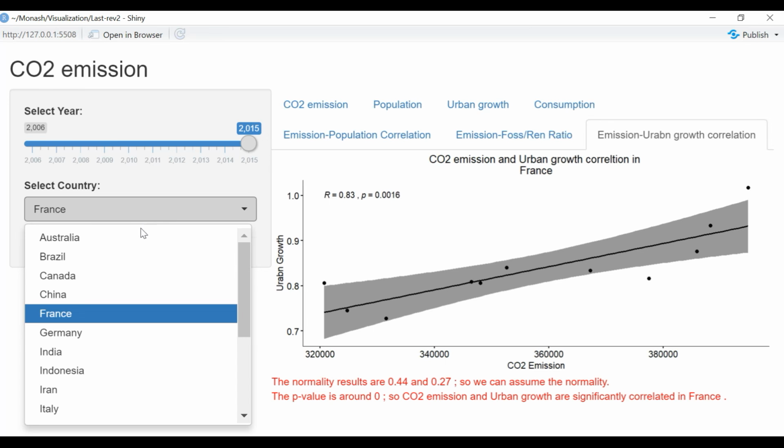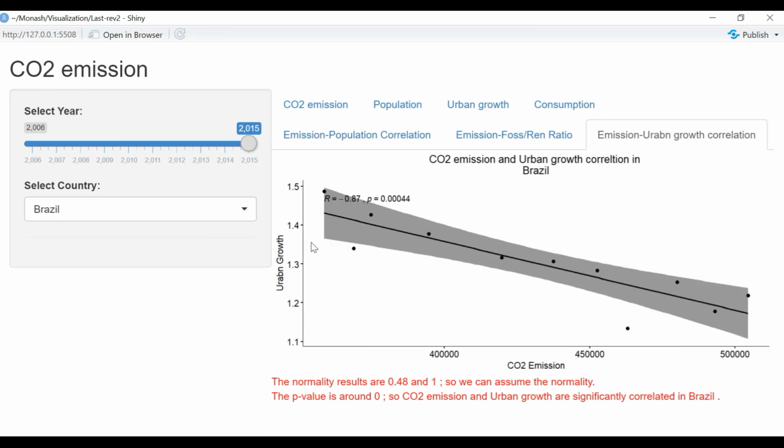emission. Taking a look at a country like Brazil, it's interesting that you can see that with the increase in the urban growth, carbon dioxide emission is actually increasing, which is again telling us that there is no static rule that says that with the increase of urban growth, there is going to be increase in carbon dioxide emission.